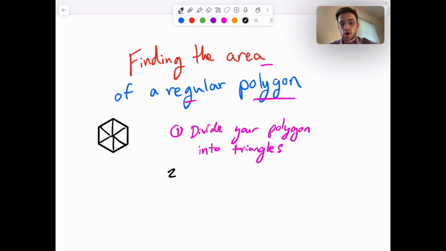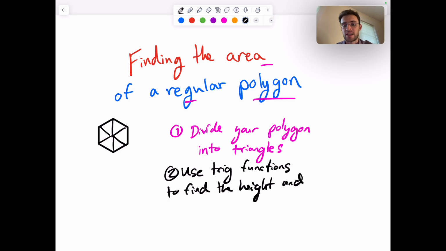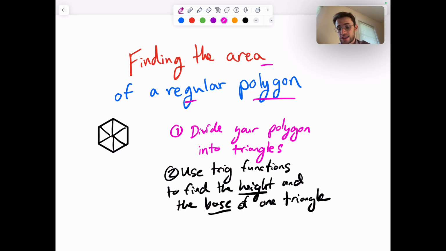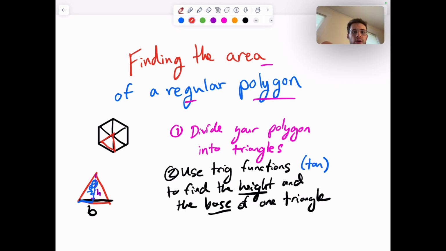Next, you want to use trig to determine the height and the base of one of those triangles. And if it's a regular shape, all of those triangles are congruent, so it's only the base and the height of one of them. When I say trig, it's generally going to be tangent, because tangent of this angle would be opposite over adjacent, which opposite includes half of the base, adjacent includes the height. And then once you have the height and the base, find the area of one triangle.